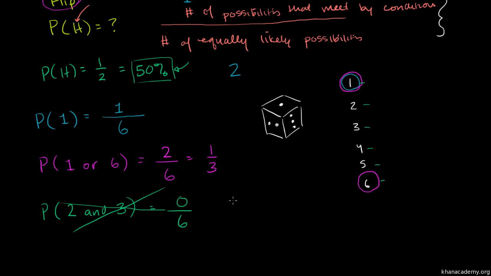Now, what is the probability of getting an even number? So once again, you have 6 equally likely possibilities when I roll that die. And which of these possibilities meet my condition of being even? Well, 2 is even, 4 is even, and 6 is even. So 3 of the possibilities meet my conditions, meet my constraints. So this is 1/2. If I roll a die, I have a 1/2 chance of getting an even number.